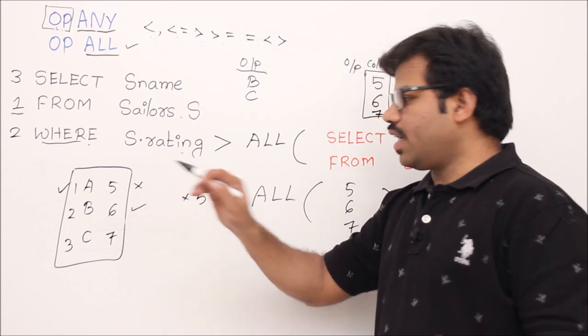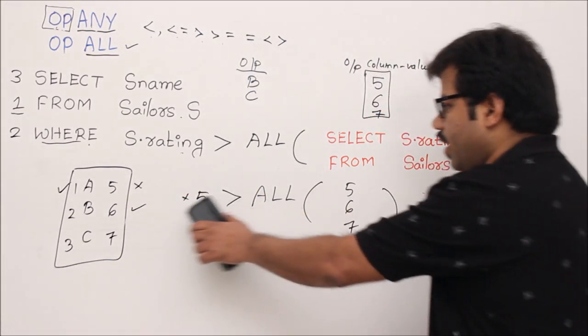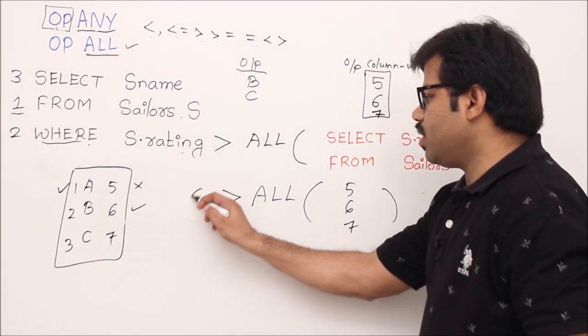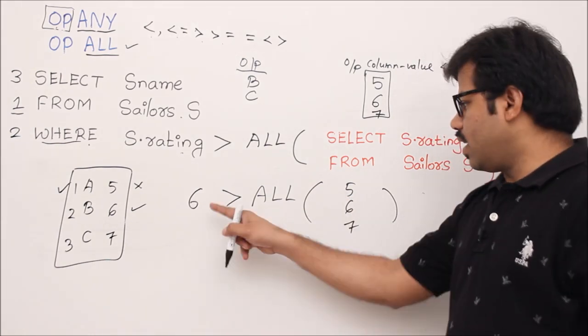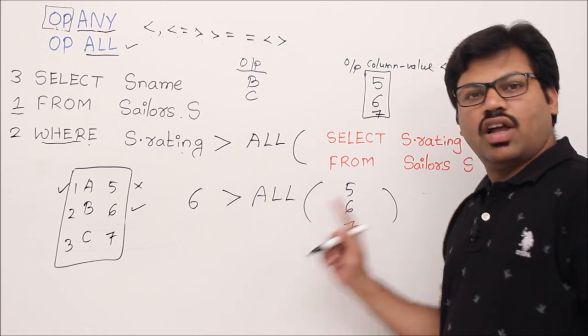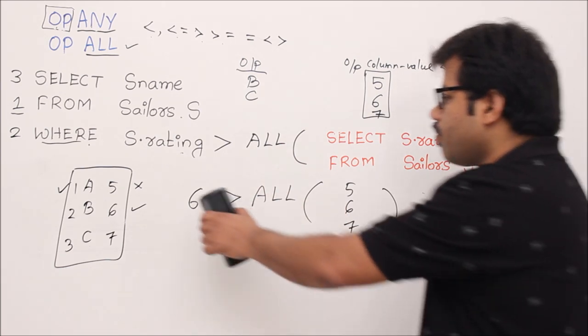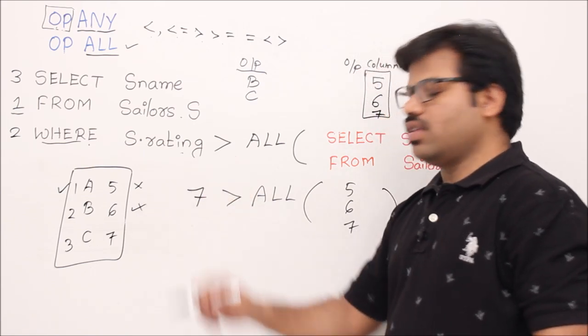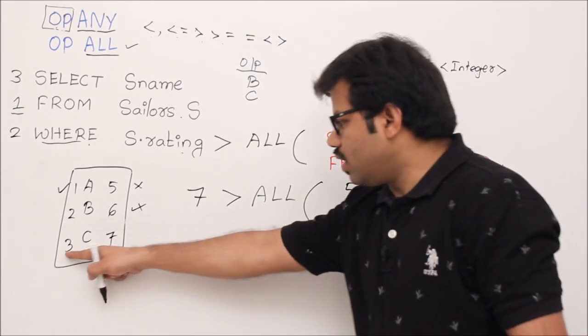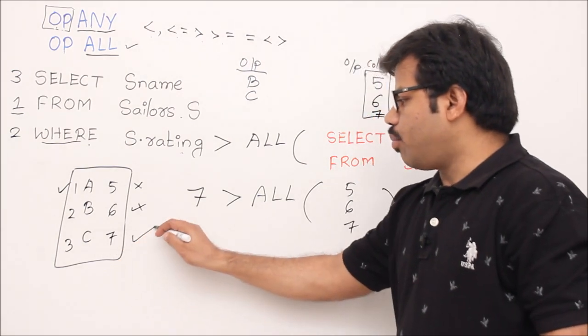Then the next tuple will be taken and the query will be evaluated again. This time S.rating will be 6. 6 greater than all of 5, 6, 7? No. 6 greater than 5 true. 6 greater than 6 false. Correct? So now 7 will be substituted. For the second tuple also this is wrong. Now the third tuple will be this one. I am processing this one.